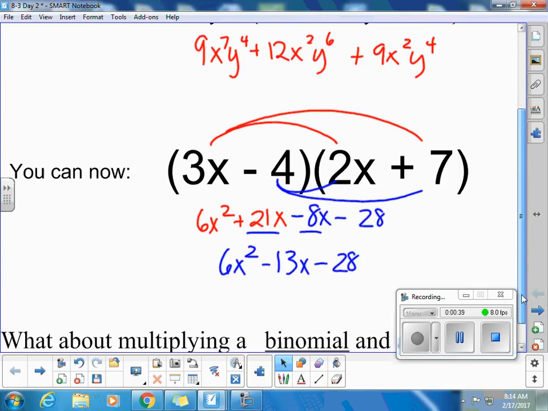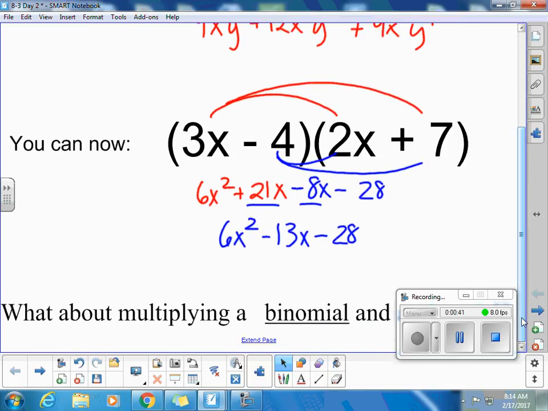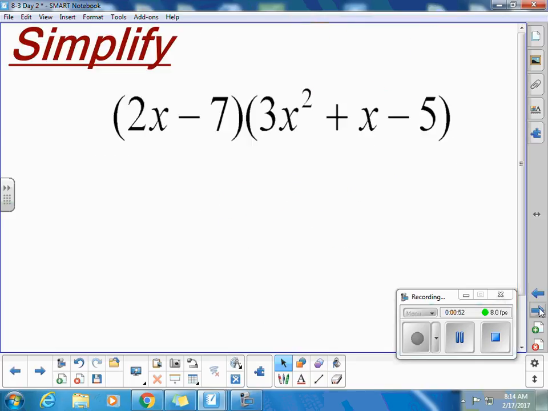On the second one, you could do this either box method or by FOILing. You should get 6x squared minus 13x minus 26 after you combine your like terms. So let's just simplify this one.